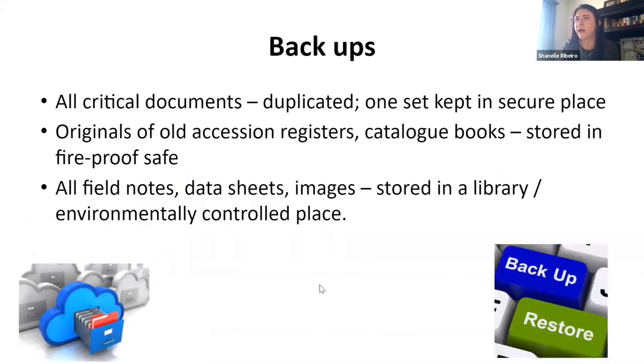And then to return to backups. So all critical documents need to be backed up, duplicated, and one set kept in a secure place. Originals of old accession registers and catalog books should be stored in a fireproof safe. And then all field notes, data sheets, and images should be stored in a library and an environmentally controlled place. And then, of course, the databases need to be backed up off-site on a regular basis, following a documented procedure. So you'll have a workflow for backups as well.